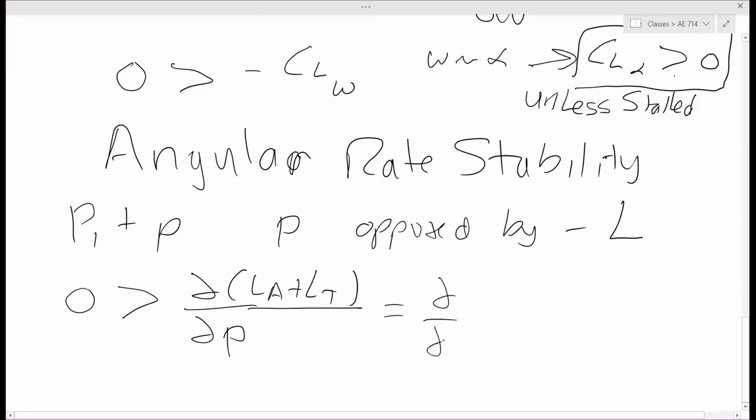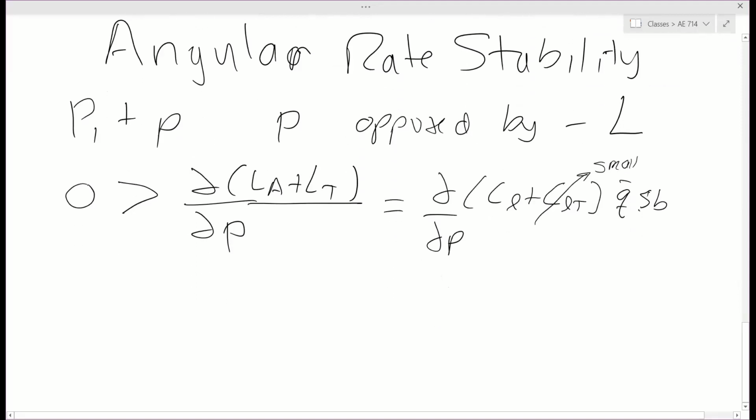Again, we write this in terms of coefficients. Rolling moment coefficient, aerodynamic and thrust. And we say the thrust doesn't really produce much of a rolling moment. I told you these were easy, so we just get CLP is less than 0. So that means if the airplane starts to roll positive, right wing down, a moment is generated to oppose that, to roll right wing up.